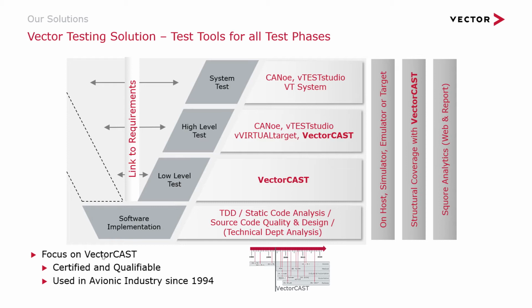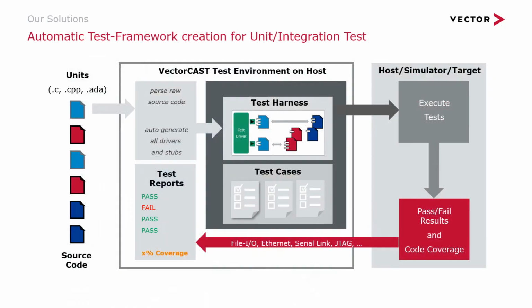VectorCAST is certified to be used in more or less all industries, and it's also qualifiable to be used in avionic in the 0178, and we have qualified VectorCAST in hundreds of projects since the 1990s in the specific test environment configuration of our customers. So if we look at the time frame, the first version of VectorCAST came pretty much with the 0178B at the same time. And this is the history that we have in this embedded testing industry, so almost 30 years.